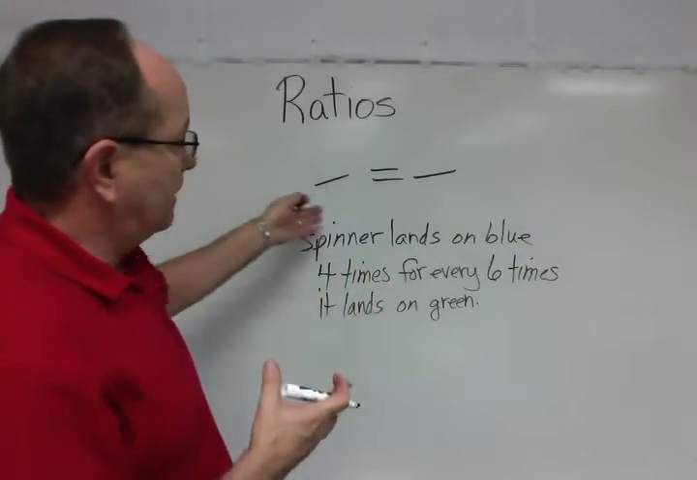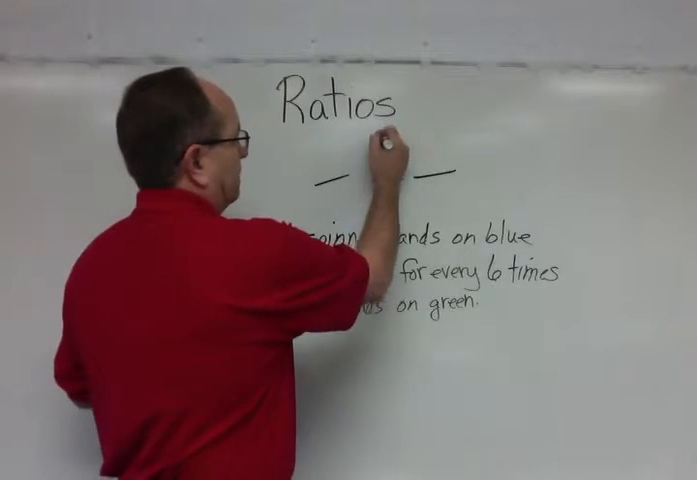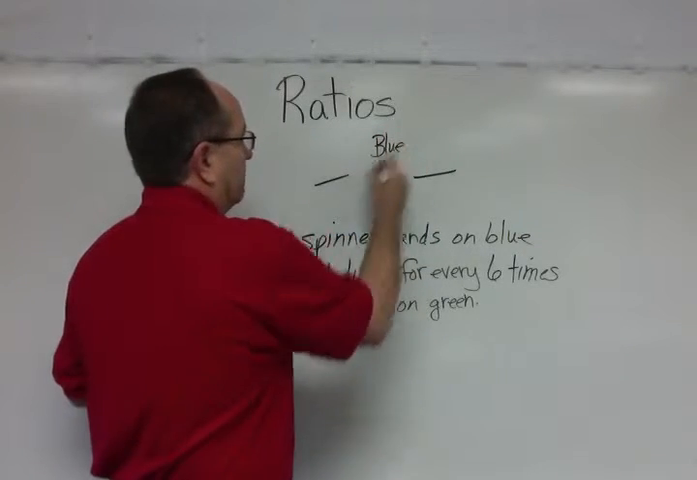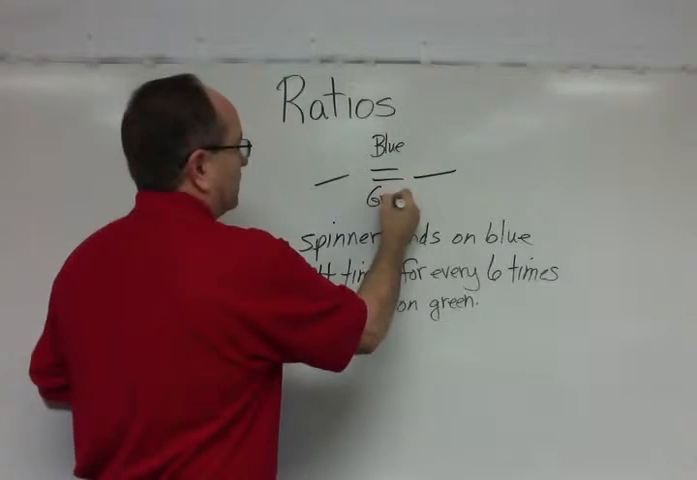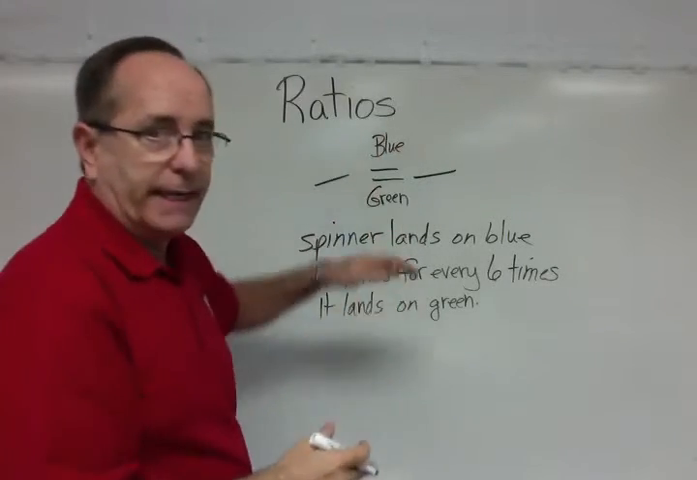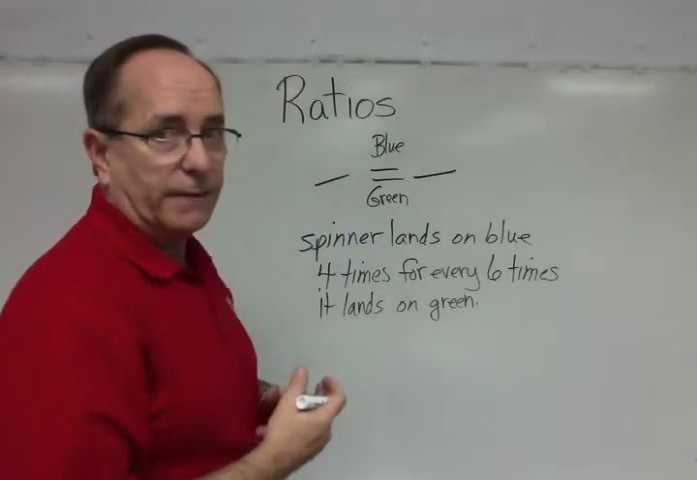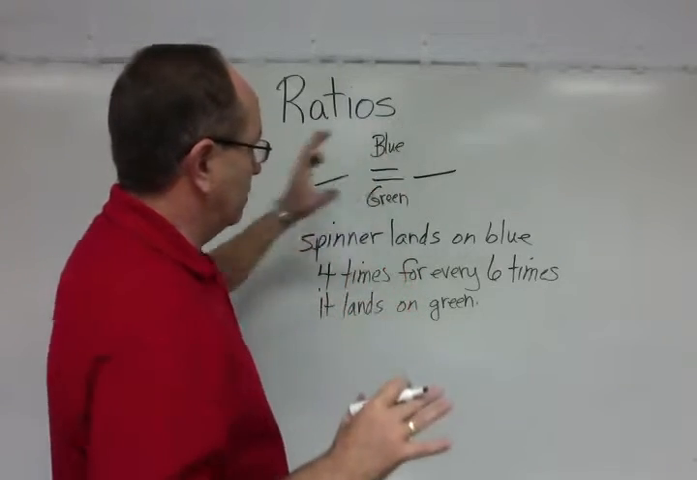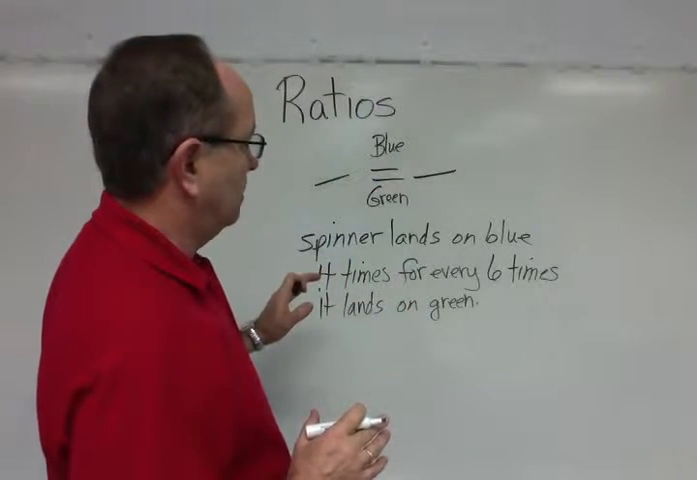So let's see. The spinner lands on blue. Oh, there's a label. Blue is going to be one of my labels. And green is that other color, so I might as well label that. Can I have green on top? Sure. Blue on the bottom. It doesn't matter as long as my numbers go with those colors or labels.